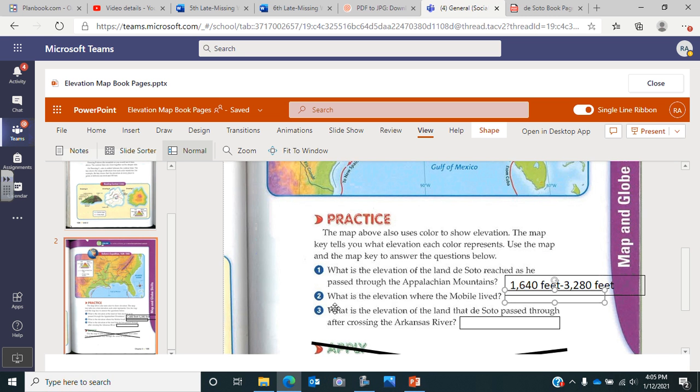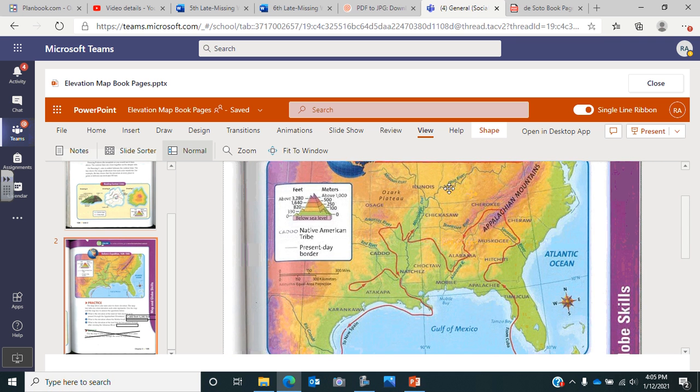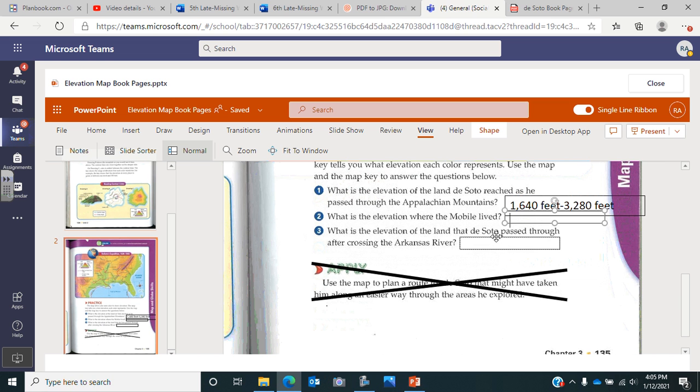So now we're going to look here. Number 3 says, what is the elevation of the land that De Soto passed through after crossing the Arkansas River? So we need to look on the map and find the Arkansas River. So if we go here, we can see, oh, there's the Arkansas River. And after he crossed it, he got to that kind of yellowy orange. So we know that then he's going through 330 feet to 820 feet. So after passing the Arkansas River, it's going from 330 feet to 820 feet. So you're going to go ahead and put that in there. I put an X over there, so don't worry about doing that.